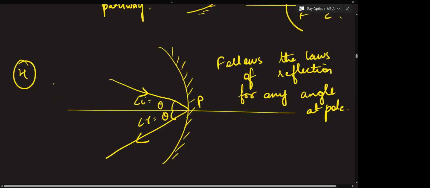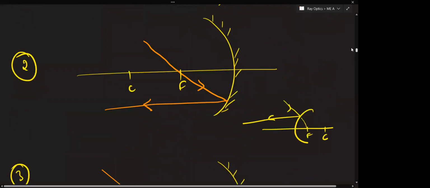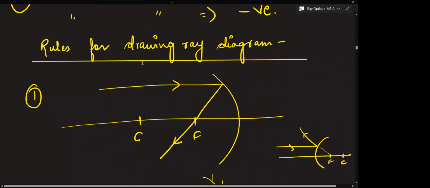So these are the four rules. Do one thing, class. Note it down till here, these four points. Then we'll see the ray diagrams for a concave mirror. Just note it down.